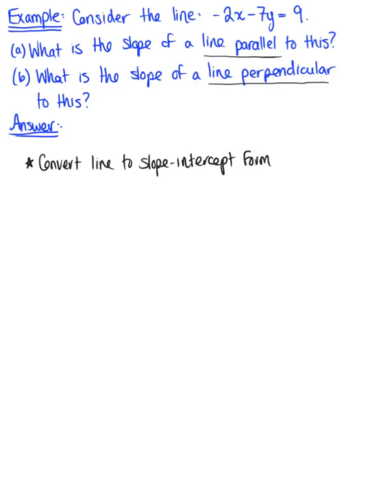So recall that your slope-intercept form, that's y equals m times x plus b. So if we convert this standard form to slope-intercept form, we'll be able to easily see what the slope of this line is. So here we go. Again, we are given minus 2x minus 7y is equal to 9, and we need to isolate y. So first things first, let's add 2x to both sides of this equation.